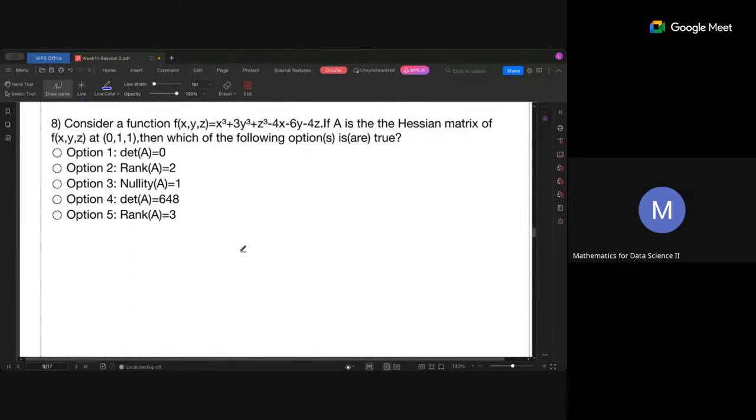Consider a function f of x comma y comma z given in this way. If A is the Hessian matrix of f of x comma y comma z at this point, we have to find these things. So we have to basically find the Hessian matrix. First let us write what is fx. What is fx for this function? 3x squared minus 4. And what is fy? 9y squared minus 6.